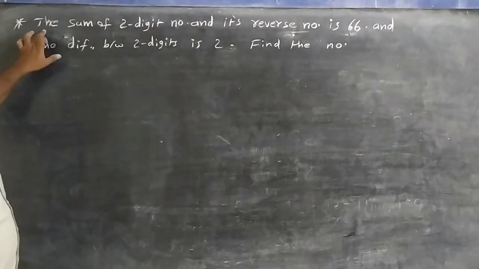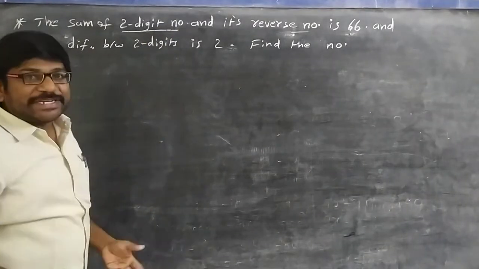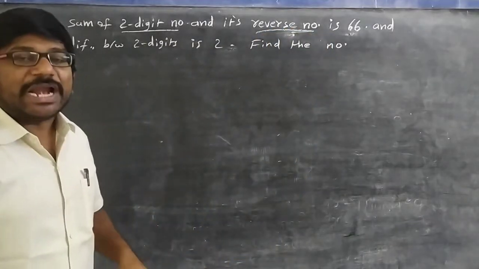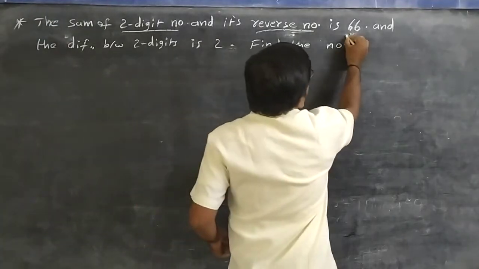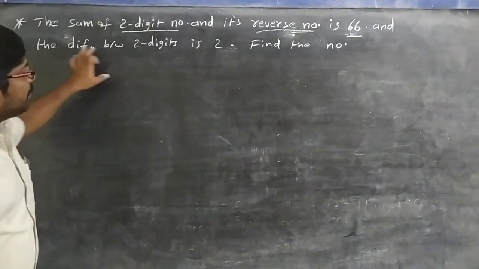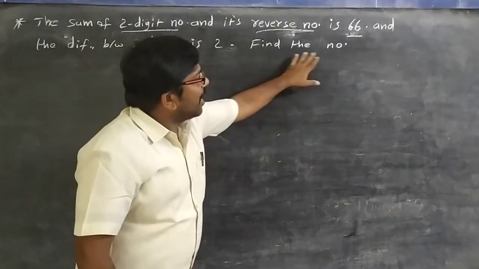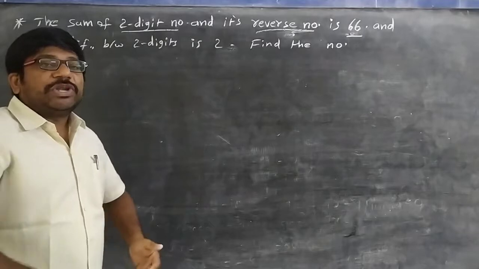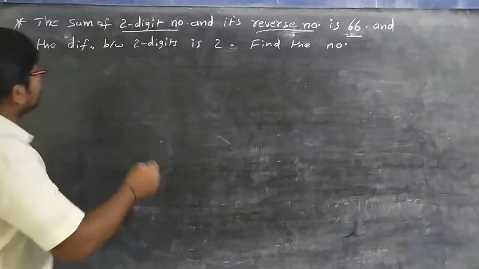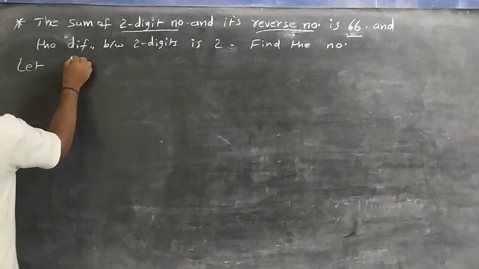Observe carefully. The sum of two-digit number and its reverse number is 66, right? That is first condition. And the difference between two digits is 2. That is second condition. Find the two-digit number, right? So we don't know in two-digit number units place and tens place, right? Let the digit in units place.